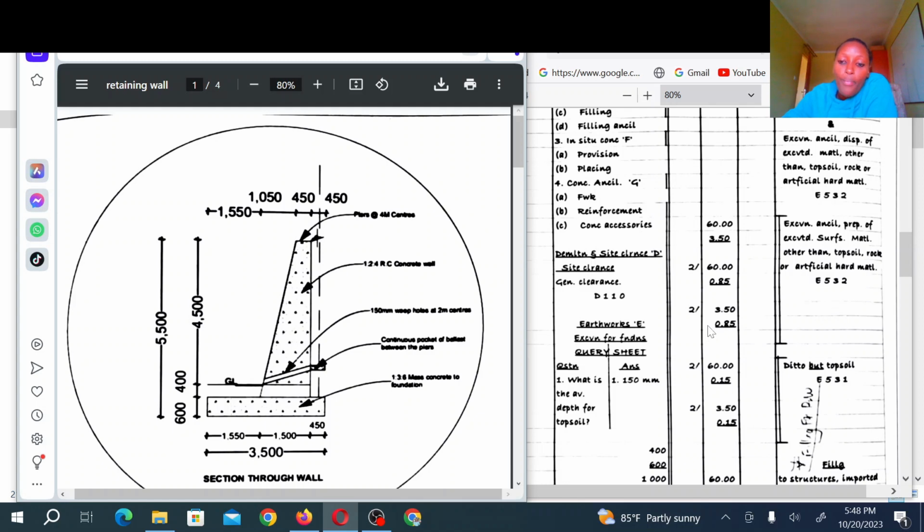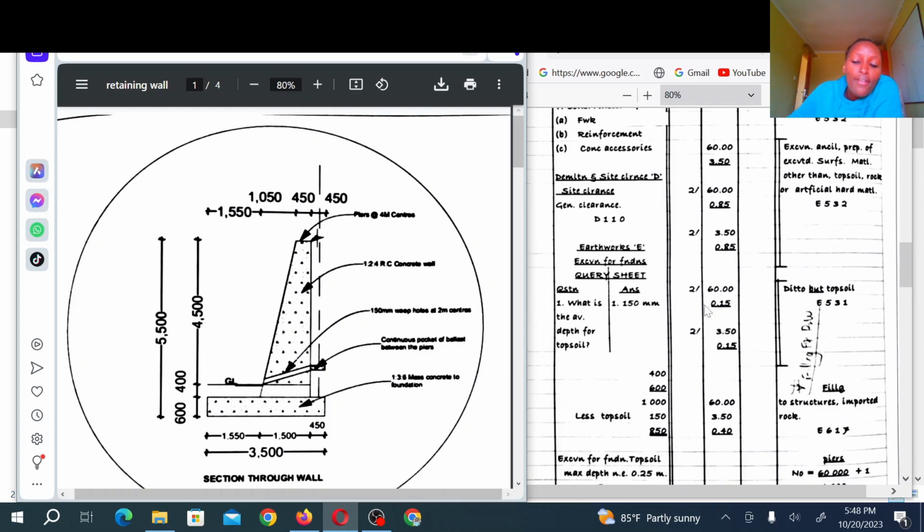Then we shall support the soil where we have topsoil. So that one is preparation. It is still under excavation auxiliaries, preparation of excavated surfaces, but to topsoil. That's why we write ditto as above. Ditto, but topsoil. So we shall take the length again 60 meters, the height 0.5 times 2. Then for the width 3.5 times 0.15 times 2.